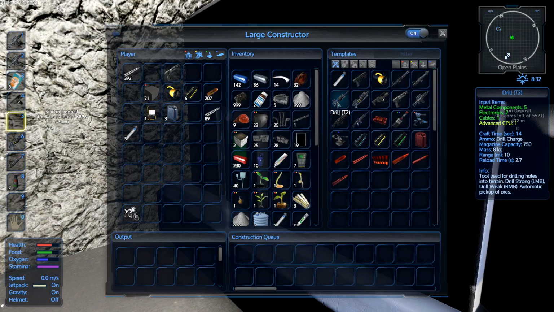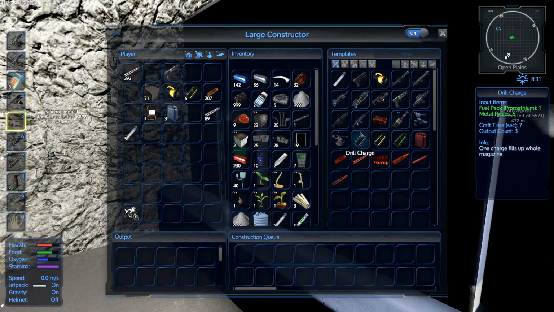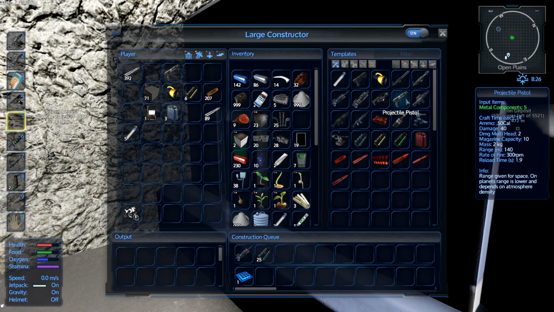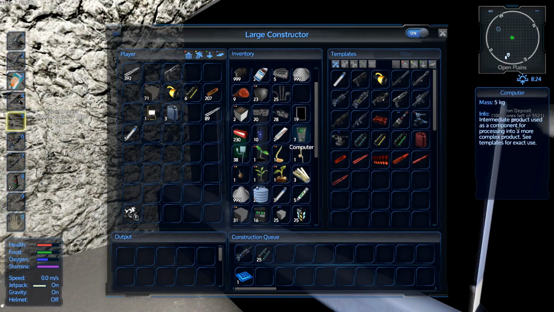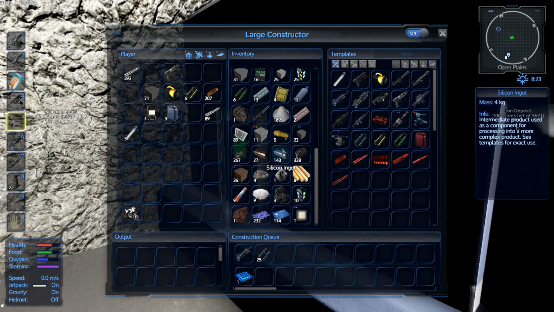Ah, we can make the drill too. Okay, what does the drill take? Drill charges. Drill charges need... Oh, hell yes. That's probably a bit overboard. Okay, that's kind of awesome. That means we can make them. That would be because of the components that we got, the neodymium that we got from raiding that base.